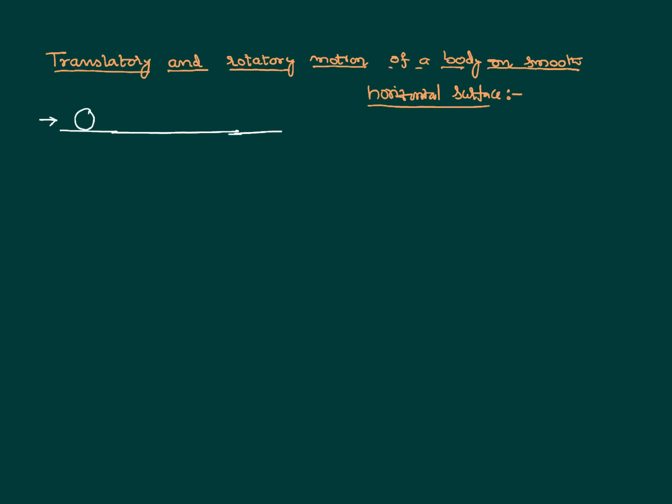While this body is moving on this floor, it will have two types of movements. It will move on the floor and it will also rotate on the floor. So it is having two kinds of motion. This is called translatory motion and this is called rotational motion.